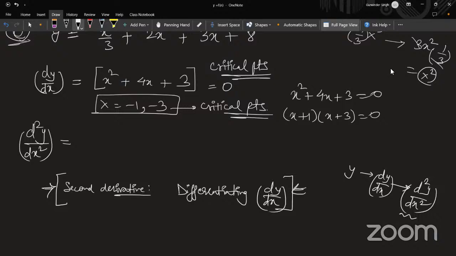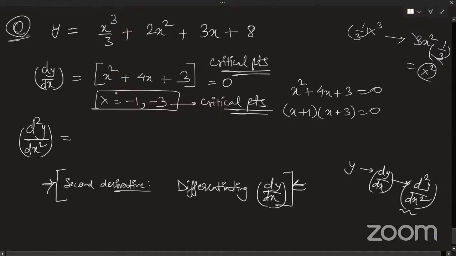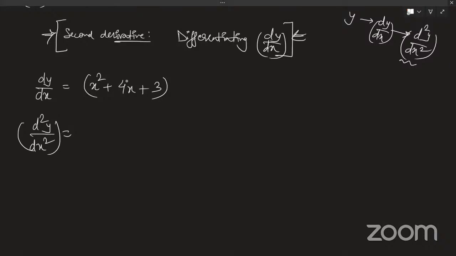Yes, sir. Okay, Ashrita, tell me, इसका सेकेंड डेरिवेटिव क्या होगा? Sir, is it one? No. See, you have to differentiate dy by dx. What is dy by dx? dy by dx is x square plus 4x plus 3. Okay. What will be its derivative? Iska. You need to differentiate this thing. 2x plus 4. Yes, exactly.